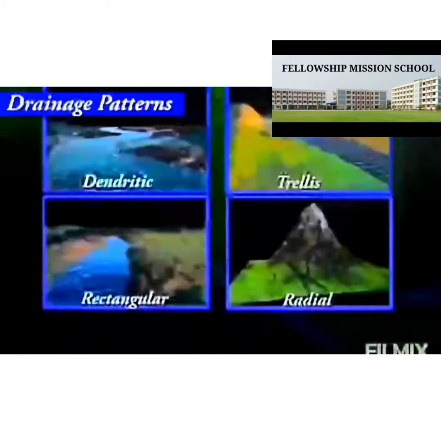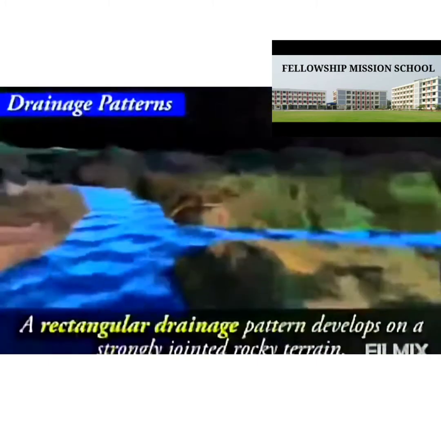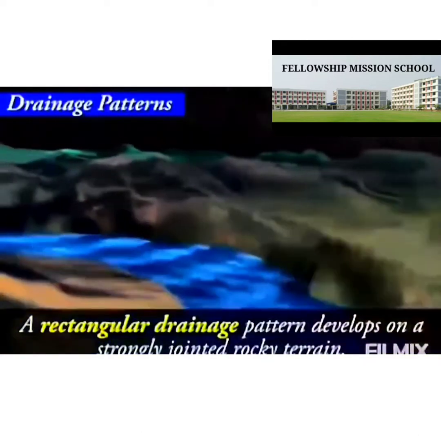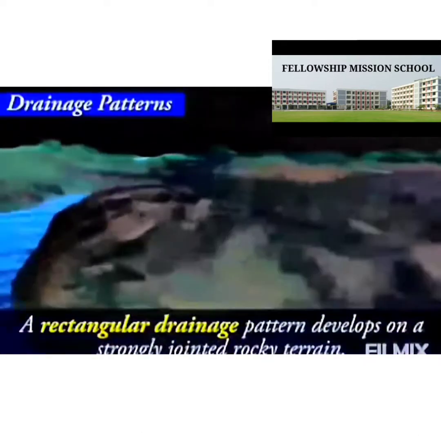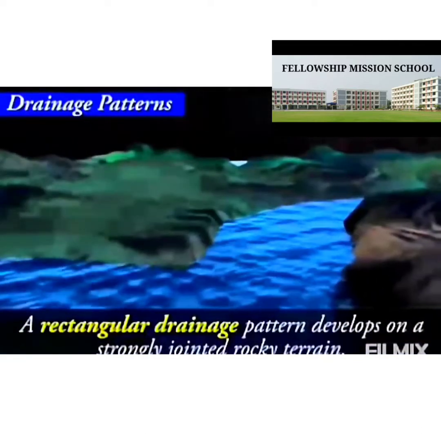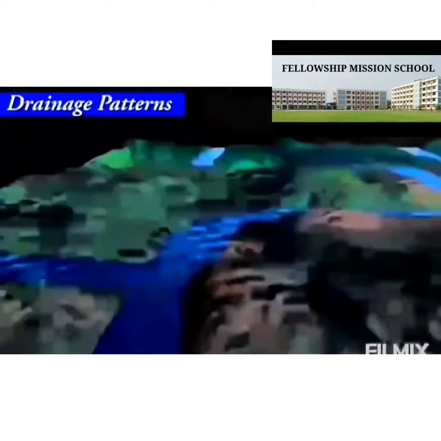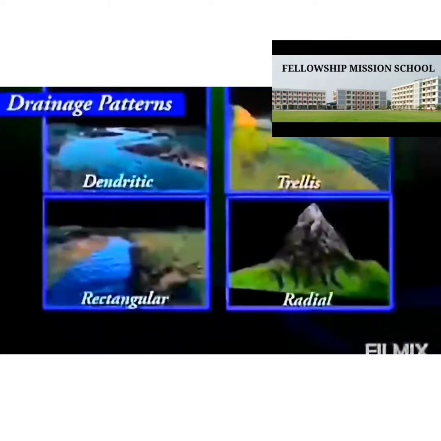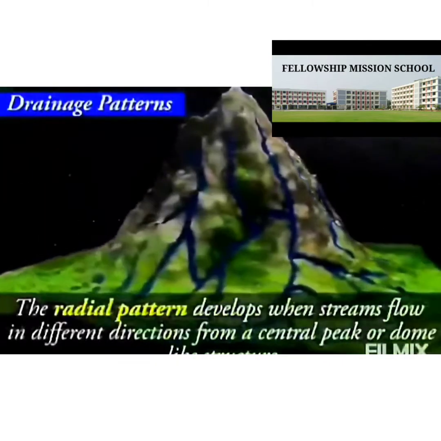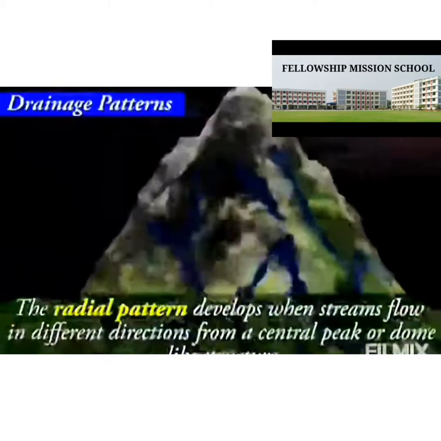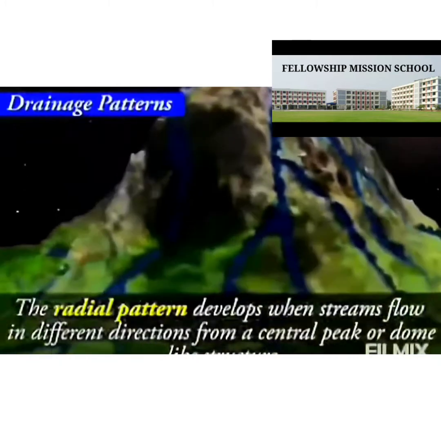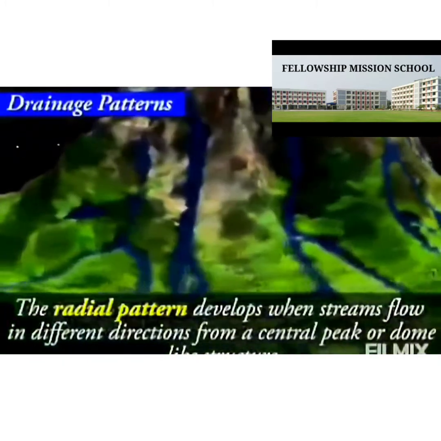Now let's talk about the third, that is rectangular drainage. A rectangular drainage pattern develops on a strongly jointed rocky terrain. Now let's talk about the last pattern, that is the radial pattern. The radial pattern develops when streams flow in different directions from a central peak or dome-like structure.